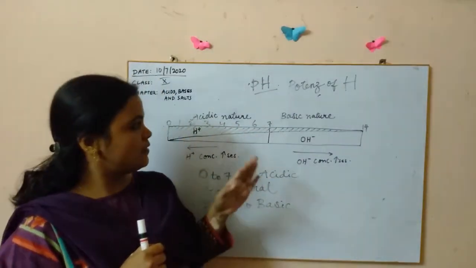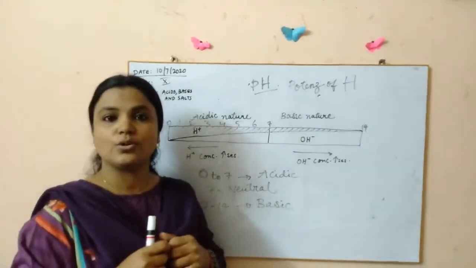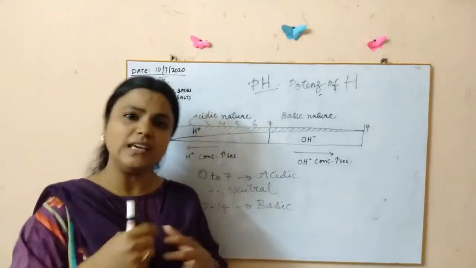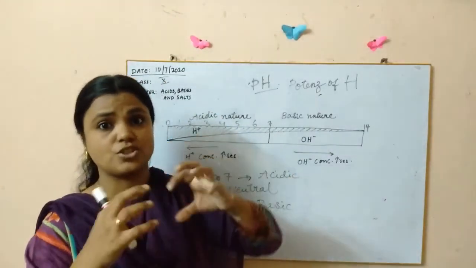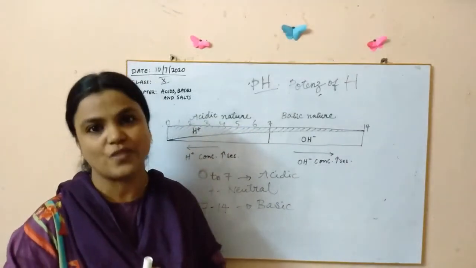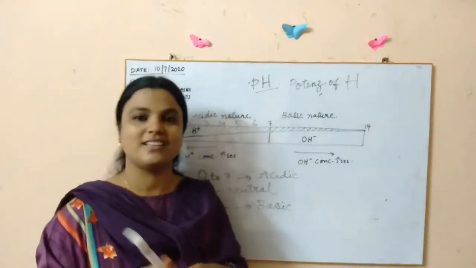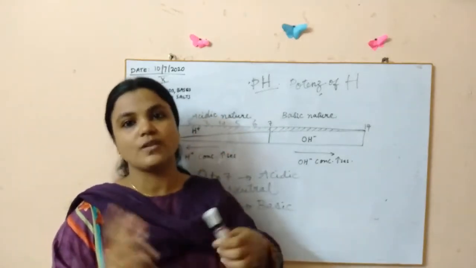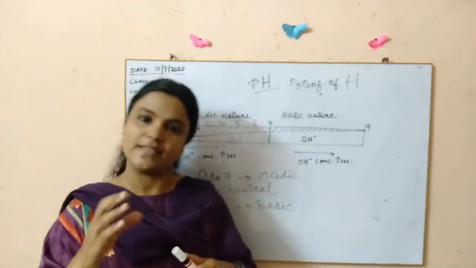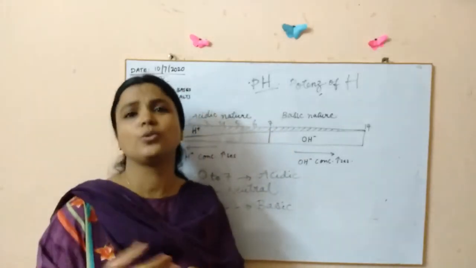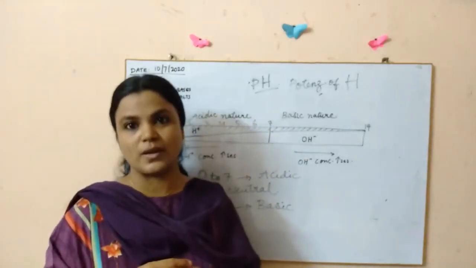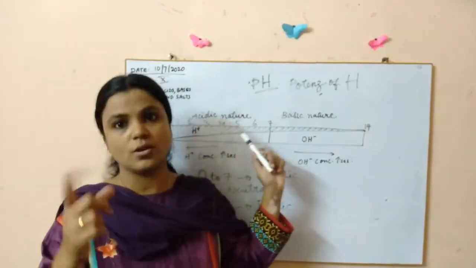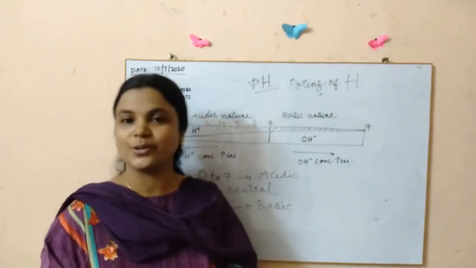So universal indicators, as I told you, are made by mixing several other indicators, which show a color at a particular pH value. Okay, children, I'm going to send you one picture regarding the pH values of various substances that we know. Please go through it very carefully, and please go through the textbook also and read the chapter once. I'm also going to give you the color chart, so please go through it carefully. Okay, thank you.